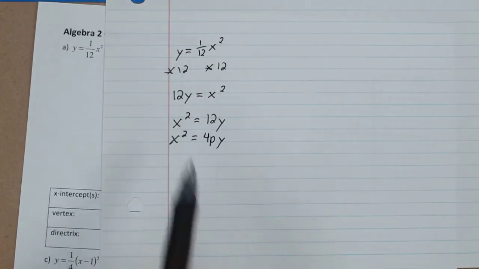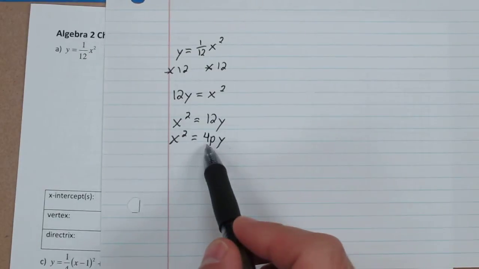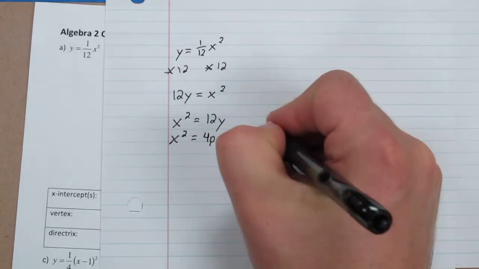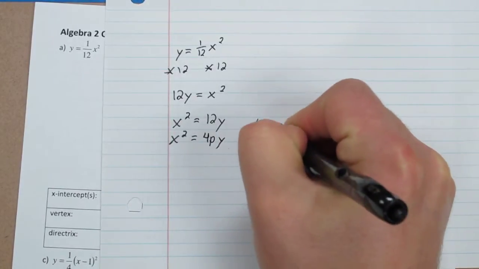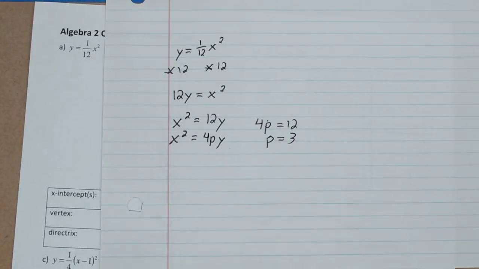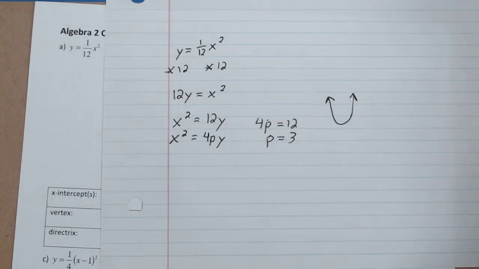Now the x squared matches with the x squared, the y matches with y, and what we notice is that the 4p matches with 12. If 4p equals 12, then the value of p must equal 3. This 3 tells us two things. The first is, since 3 is a positive number, our parabola points up like this. If it was negative, it would point down.